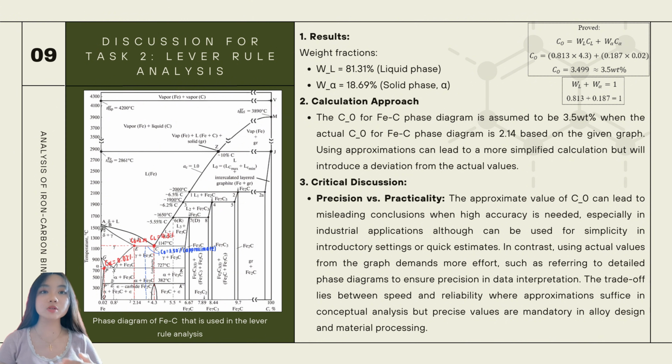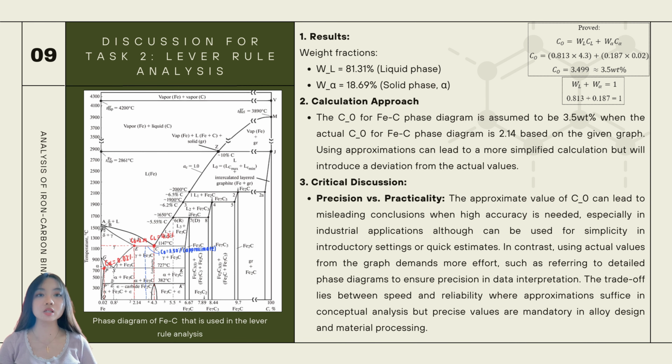However, a closer examination of the iron-carbon phase diagram revealed that the actual overall composition C naught is 2.14%. This discrepancy highlights how approximation, which is often employed for simplicity in calculations, can introduce significant deviations from reality. The overestimation of the liquid phase and the underestimation of the solid phase proportions demonstrate how small inaccuracies in input values can lead to large errors in interpreting phase equilibrium.